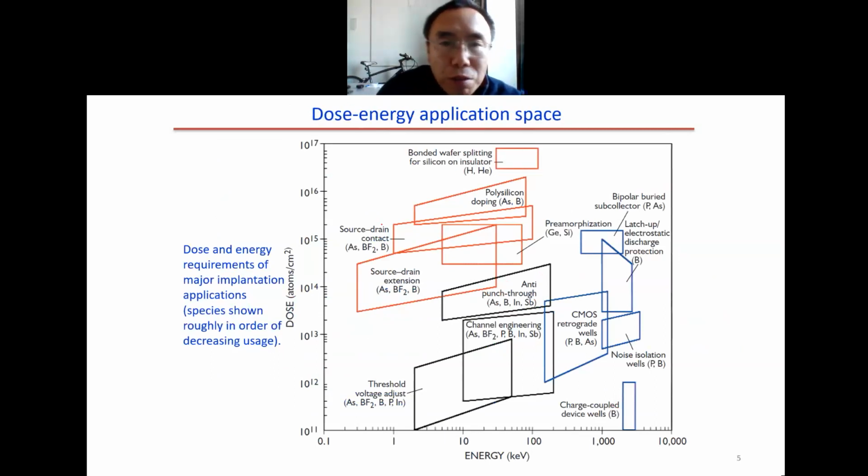But this is the dose and energy application space. For example, we have talked about the polysilicon for the gate. The gate needs to be very conductive, so we have very high dose and moderate energy. This is the source drain contact. For the contact, we need small contact resistance, so we also need high doping. And the extension, as we learned in chapter 2, is the laterally doped drain. This is the smaller doping, and this is the higher energy that gives you deeper doping.